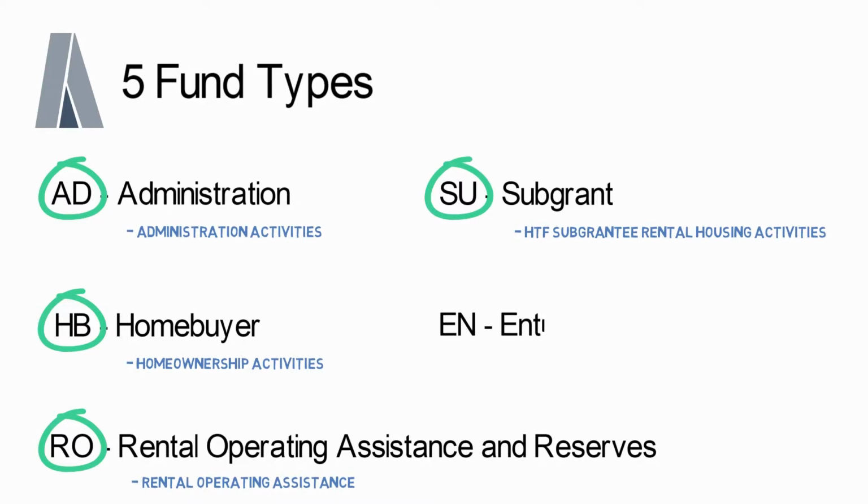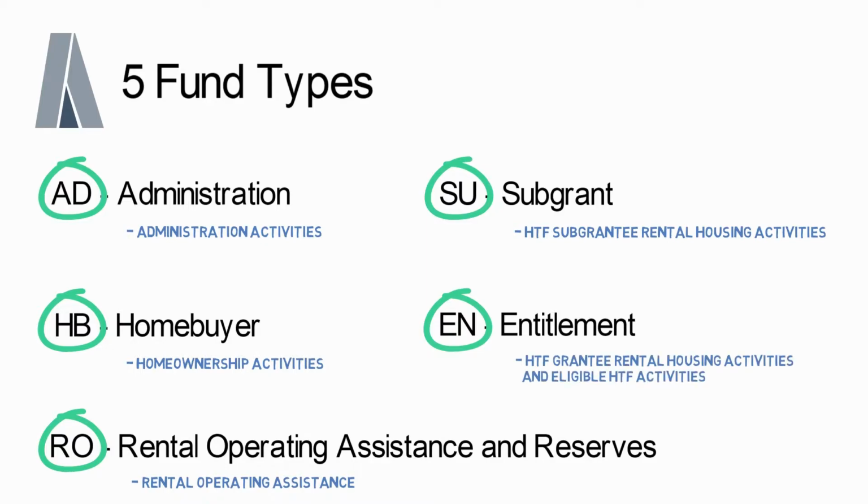And EN, entitlement. EN funds are intended for rental housing activities undertaken by the HTF grantee, as well as any eligible HTF activities that do not fit one of the other fund types. AD and EN fund types are automatically set up, while HB, RO, and SU fund types are created by the grantee only if the grantee funds these activities.